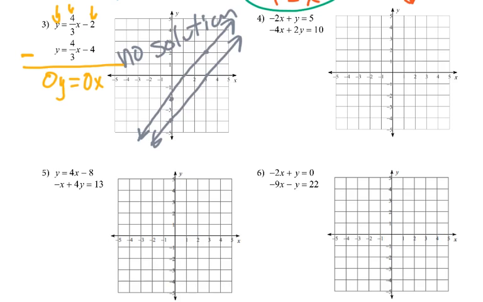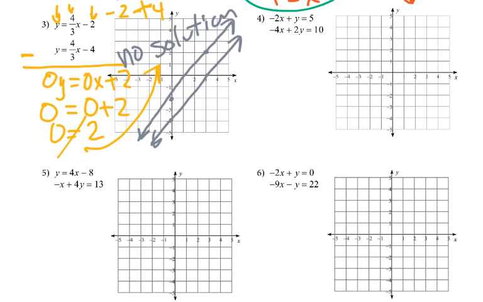And then negative 2 minus negative 4 ends up being a positive 2. Well, 0y is 0, 0x is 0, plus 2, 0 plus 2 is 2. Is 0 equal to 2? It is not, and that's what it looks like when we have no solution. Okay? All right, number 4.